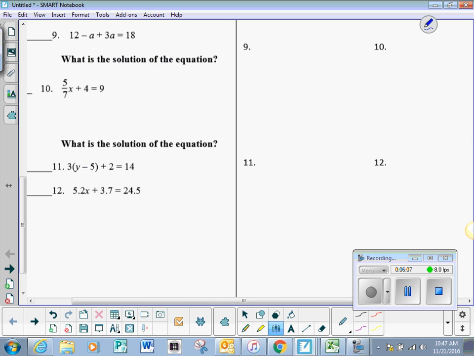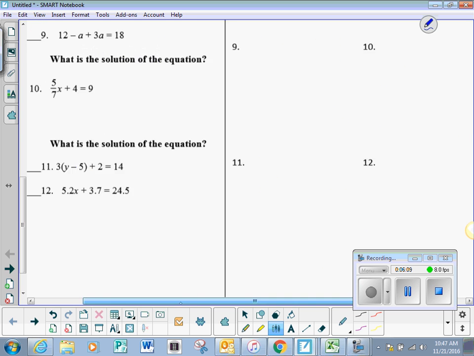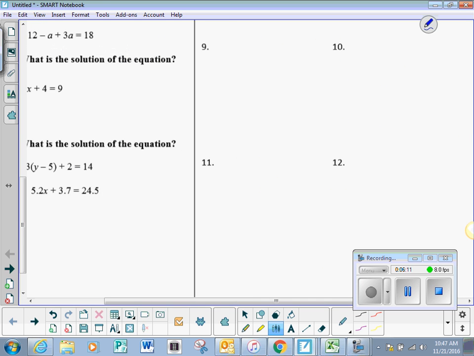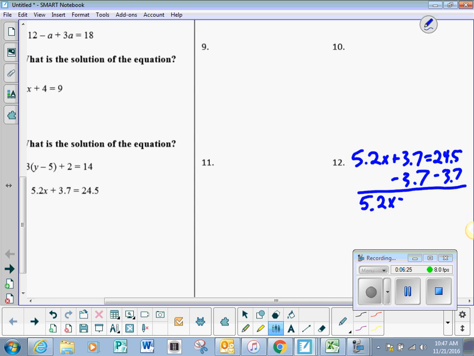Okay, number 12. I have 5.2x plus 3.7 equals 24.5. I would subtract 3.7 from both sides and get 5.2x equals 20.8. Divide both sides by 5.2, and x equals, what do you know, a nice even 4.